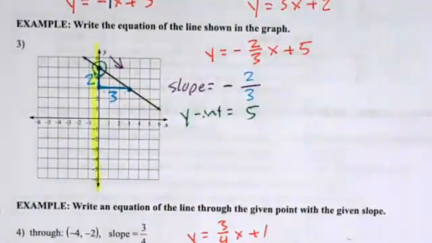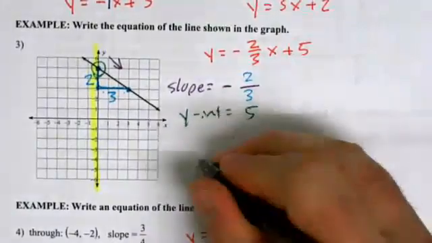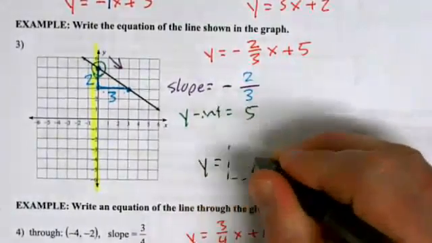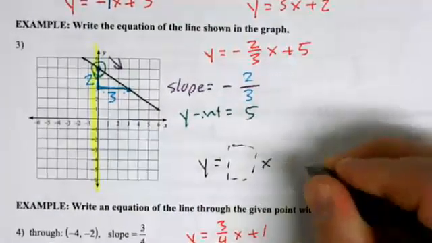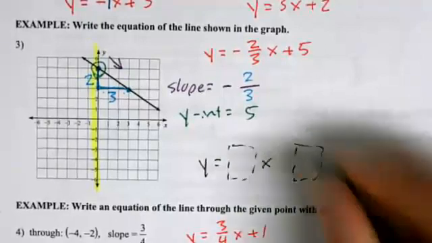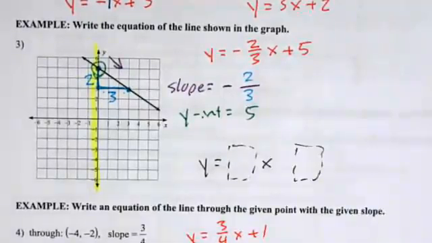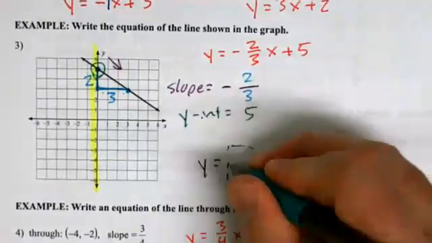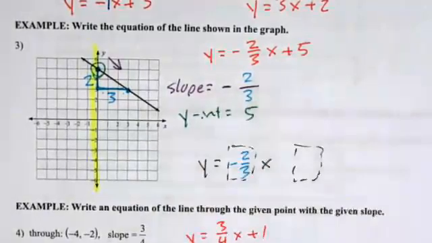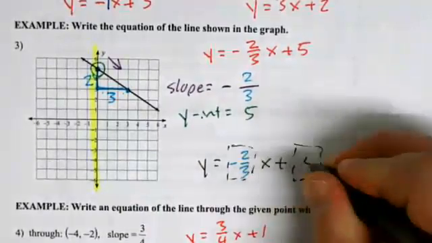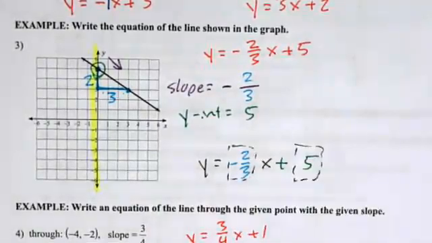And then to finalize my equation, I just need to put it all together. Y equals something x plus or minus something. My slope was -2 over 3. My y-intercept was +5. So I'm going to go +5 to finish it up.